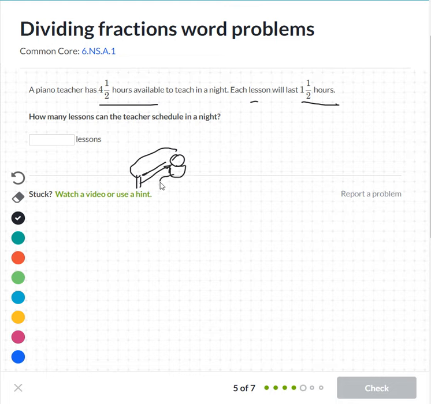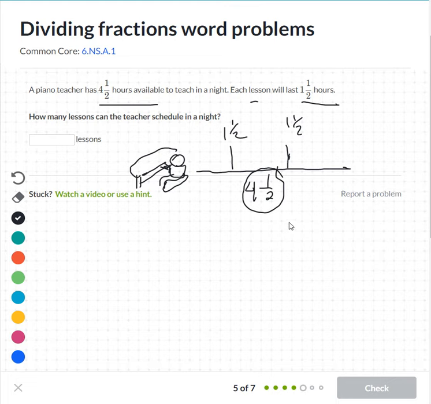So if I have the professor at the piano, this person plans on being at the piano for 4.5 hours. But every hour and a half, another student is going to sit down. So 1.5, 1.5, and we're not sure how many 1.5s it could be. But what we know is that the 4.5 is going to be split into 1.5 hour pieces.